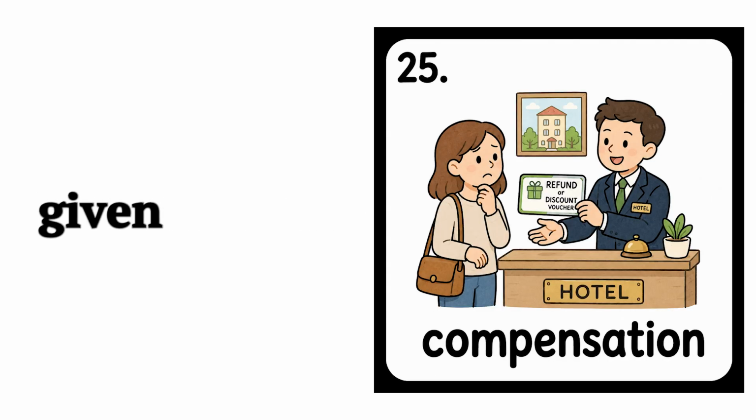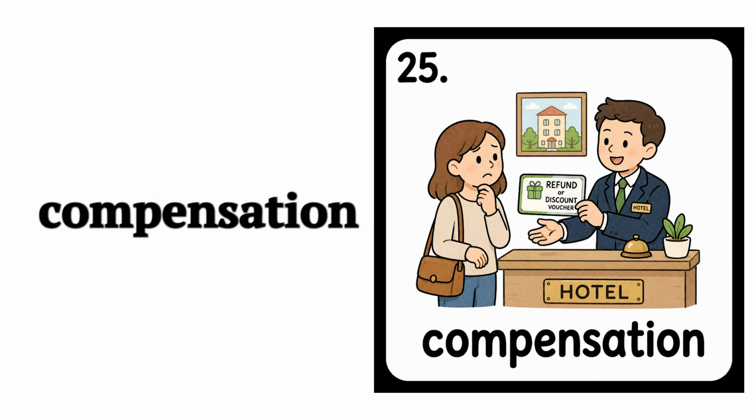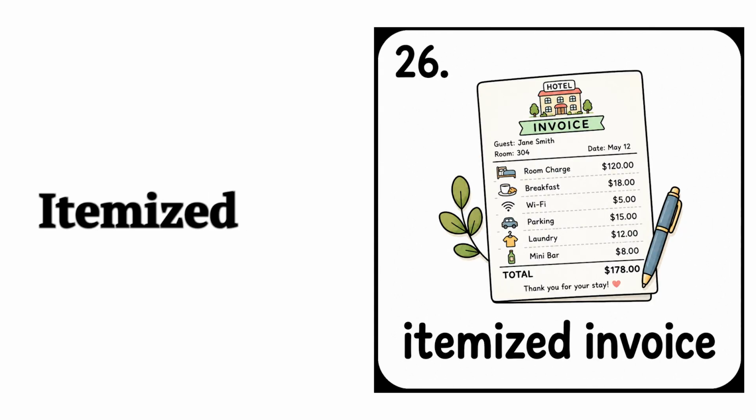Compensation, something given because of a problem, such as a discount, refund, or free service. Example, the hotel offered compensation for the room issue. Itemized invoice, a bill that shows each charge separately. Example, I need an itemized invoice for my company records.